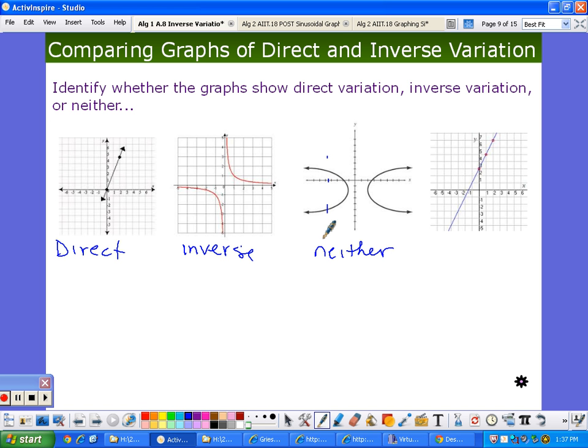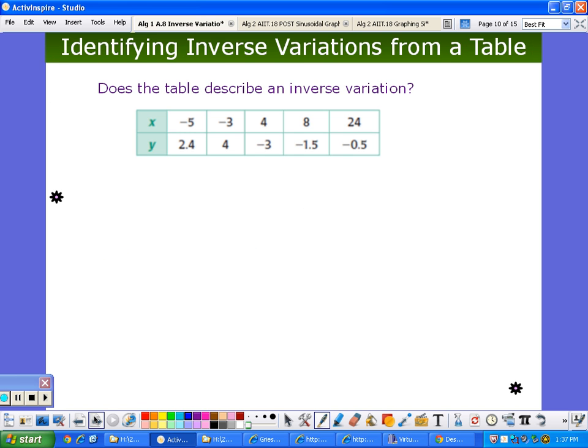How about this guy? Direct, inverse, neither. What's it gonna be? It's a regular function. It's just a line here. Why is it not a direct variation? Because it doesn't go through the origin. Doesn't go through the origin. Okay, so we can tell just by looking at the graphs what we have. Excellent. All right, let's look at how we work with this.